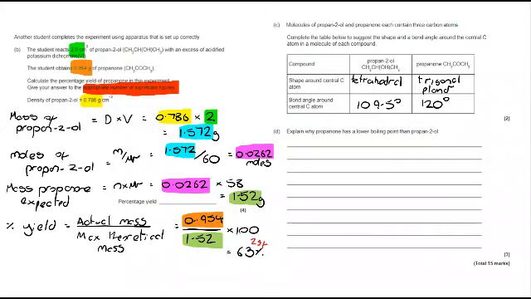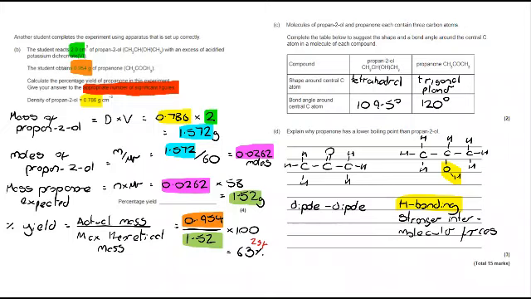Finally, an explanation of why propanone has a lower boiling point than propan-2-ol. Well, let's start by drawing those out. You can see here that we have got hydrogen bonding in propan-2-ol. We don't have hydrogen bonding in the other one. We have got dipole-dipole. And we know that hydrogen bonding is stronger than dipole-dipole. They are stronger intermolecular forces.